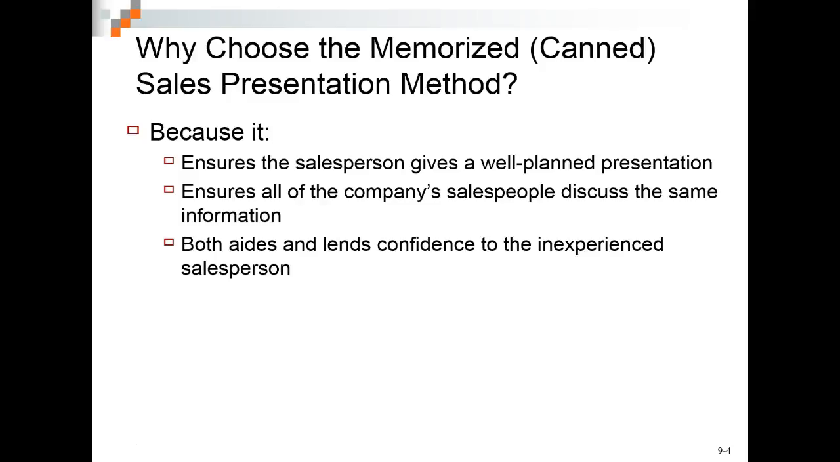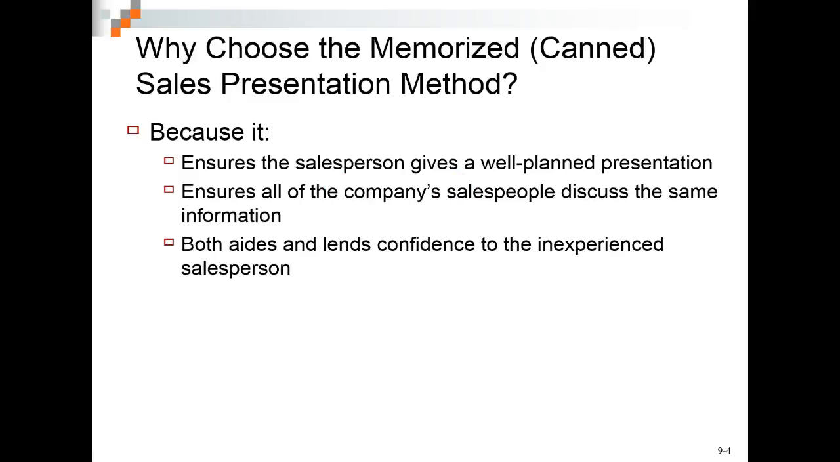And again, if they're well practiced and well written, they can flow very smoothly and work out fairly well. People using a script, using it well, are fairly successful overall. It's why telemarketing still exists. It also ensures all the salespeople are discussing the same information.